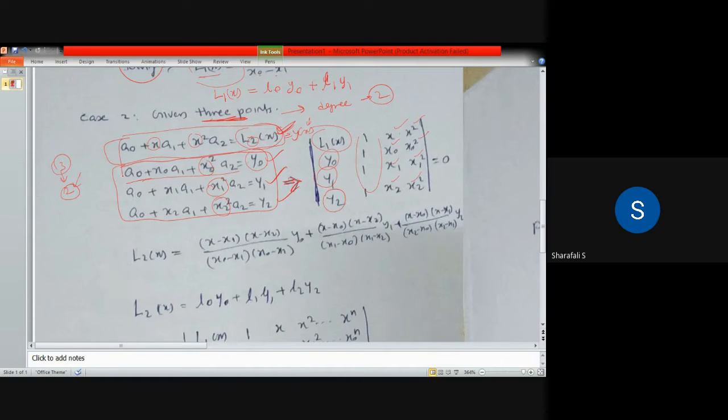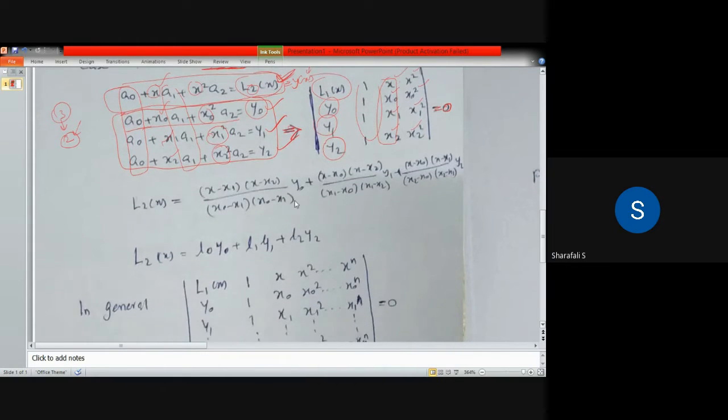So here we have a0, that is the column of 1s, and then we have a1, which has to be multiplied with x, x0, x1, and x2. So that is this column. Then we have the square term. Considering those coefficient matrices, this has to be equal to 0, and you will get the L2 of x.